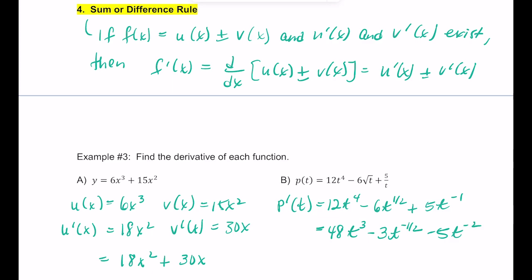And then I'm going to go through and rewrite this the proper way. So I would have 48t cubed, and then minus 3 over t to the 1/2, which you can write as the square root of t, and then minus 5 over t squared.